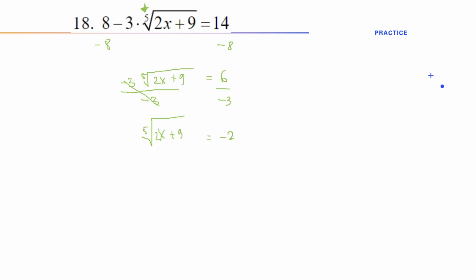So we have a fifth root, so we will use an exponent of 5 to get rid of that fifth root, so that 2x plus 9 equals -32. Alright, so 2x equals -41 and x equals -41/2.